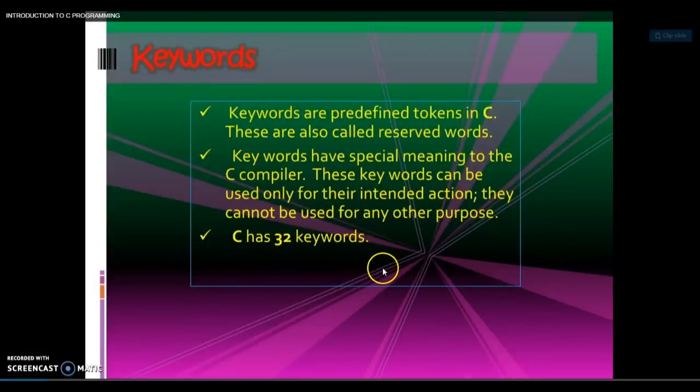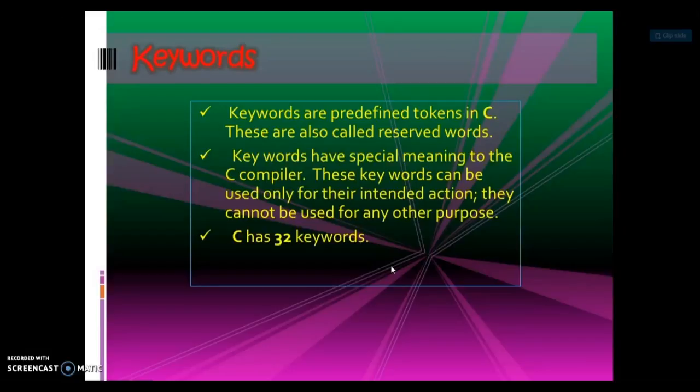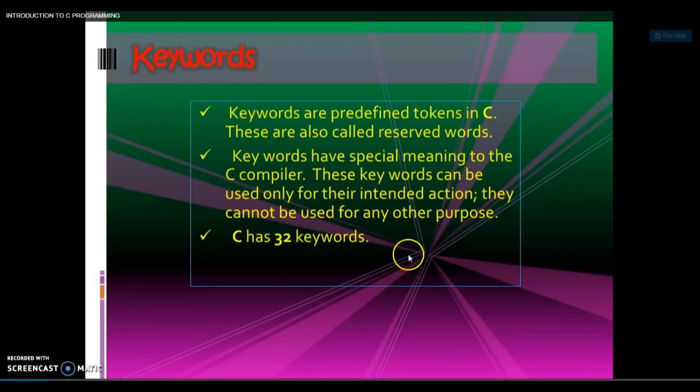Keywords. Keywords are predefined tokens in C. These are also called reserved words. It means their meanings are defined in the library. Keywords have special meaning to the C compiler. These keywords can be used only for their intended action. They cannot be used for any other purpose. C has 32 keywords.